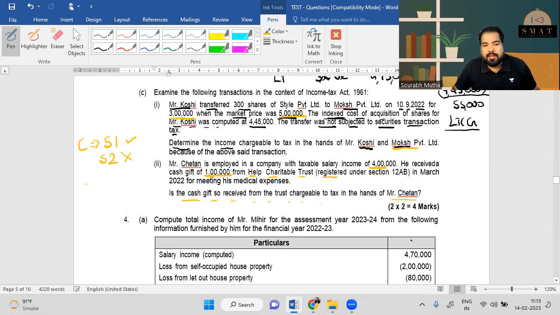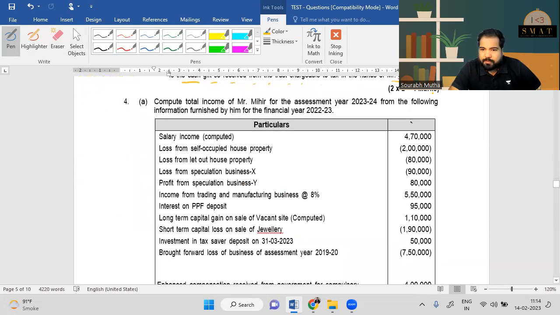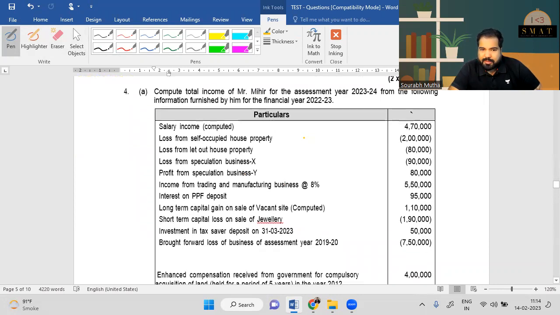So hence, under section 56(2)(x), it is specifically said that any amount received from a registered charitable trust will not be subject to gift tax. So that is the concept here, guys. So that is the concept in this case.